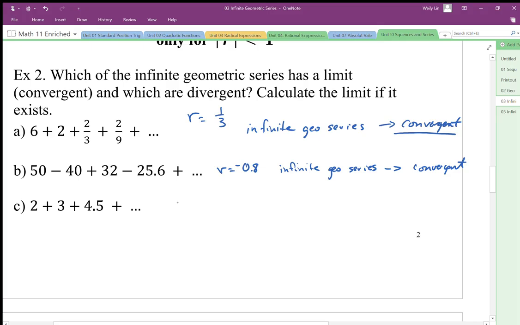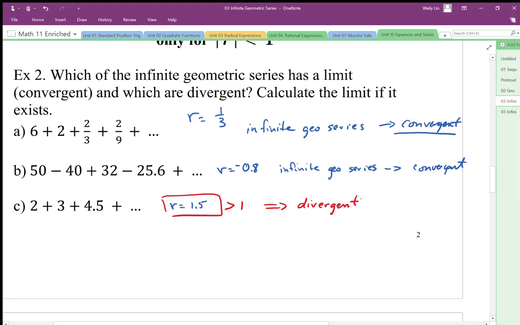This is also a geometric series. However, this is a red flag. The r is greater than 1. Therefore, although it's an infinite geometric series, this does not converge to a finite sum, so we call this divergent.